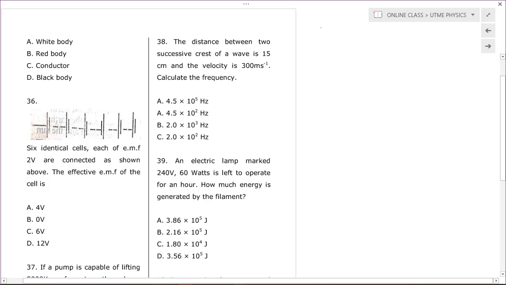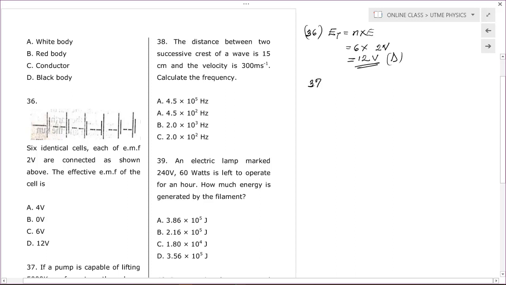Now, next question here, number 36. They said 6 identical cells. So this is electricity. Each of EMF 2 volts are connected as shown above. They are in series. Once they are in series, the total EMF here, ET, is just the number of the cells times the EMF of one. So we have 6 times 2 volts here. Our answer is 12 volts. Now, what is that? D in this case.